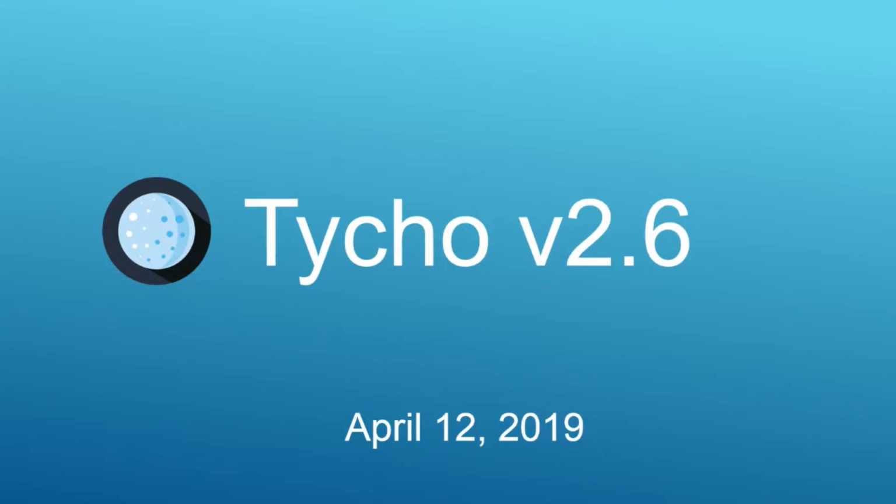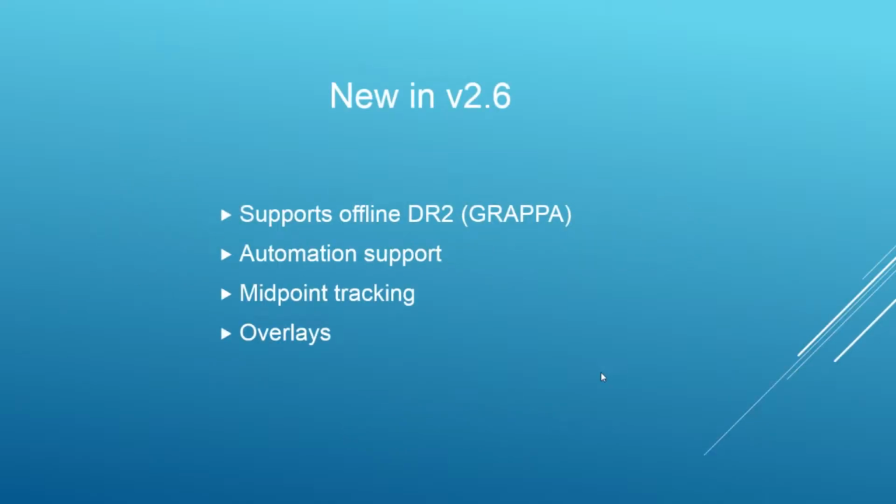Okay, so this is version 2.6 of Tycho, which has just now recently been released. So to get started, this version adds support for an offline local copy of the DO2 catalog. It also adds support for automation, midpoint tracking, and overlays. So let's go ahead and go over each of these features in more detail.